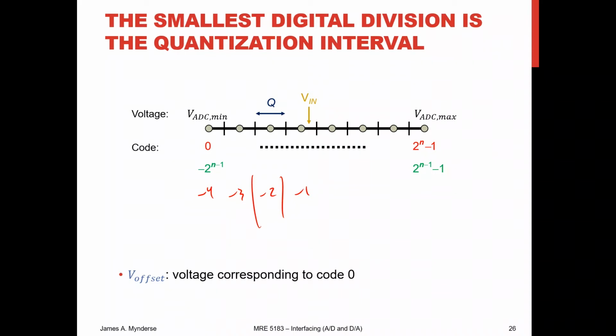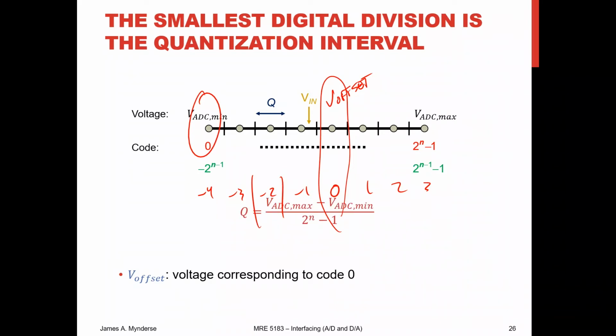Also, I've got the offset voltage, and the offset voltage is whatever voltage is going to correspond to a code of 0. In terms of my bipolar representation here, you can see that that one is going to be the voltage that corresponds to 0 code, so we're going to call that the offset voltage. When we deal with the unipolar case, it would be down here. So it is different between the unipolar and the bipolar cases.